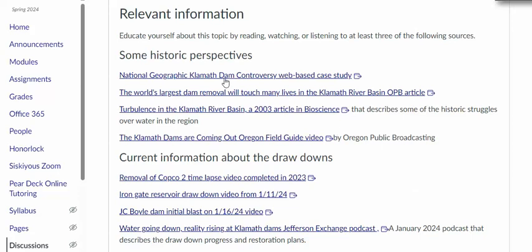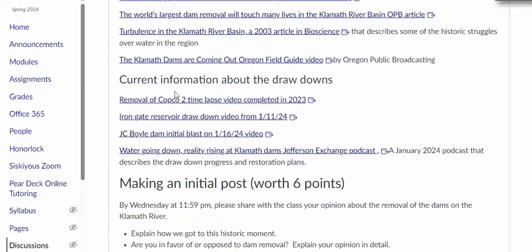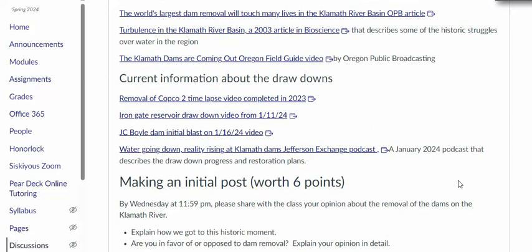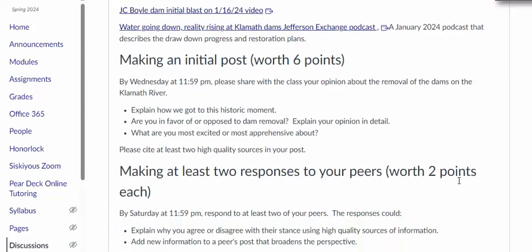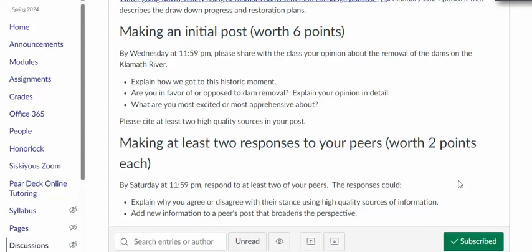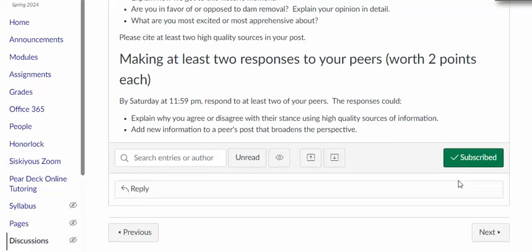There are some historic perspectives about Klamath Dam removal and some of the issues the dams are causing. Here's some current information about the drawdowns and some videos showing the breaching and the taking down of some of the dams on the Klamath River. And then here's some instructions for your initial posts and your response to your peers. So remember, the initial posts are due by Wednesday at 11:59 p.m. And then don't forget to check back in and respond to your peers by Saturday at 11:59 p.m.